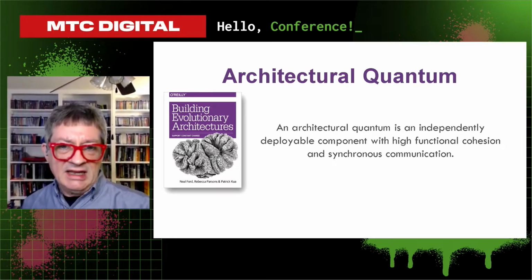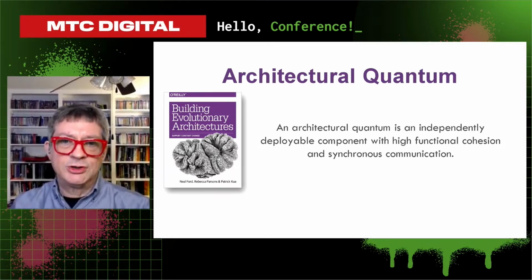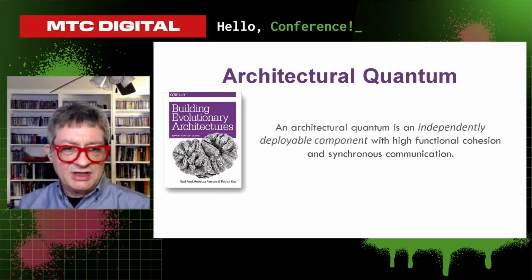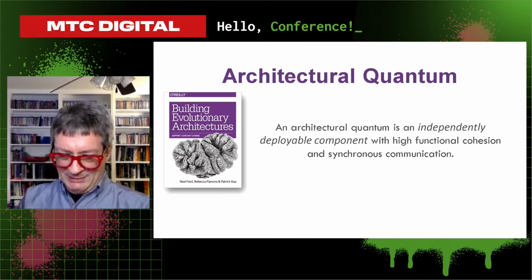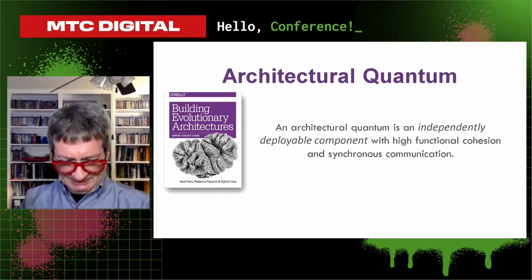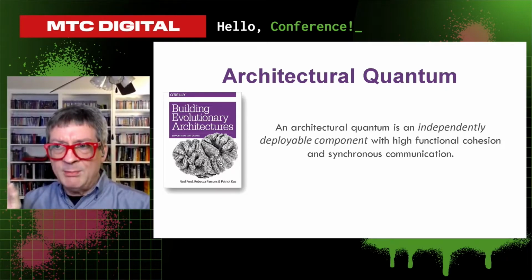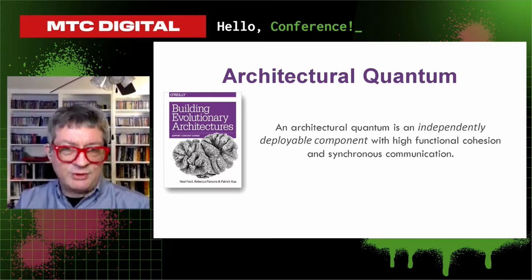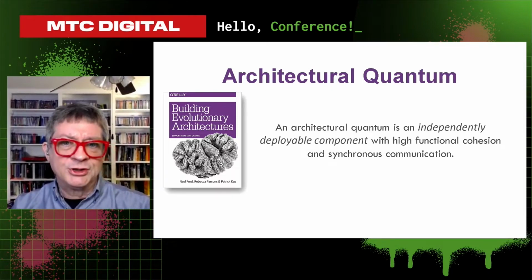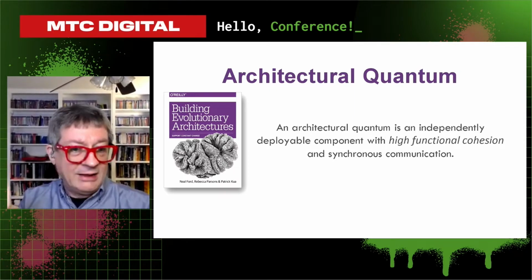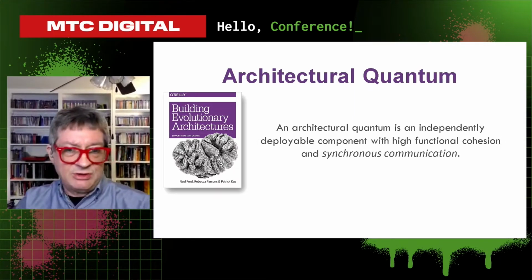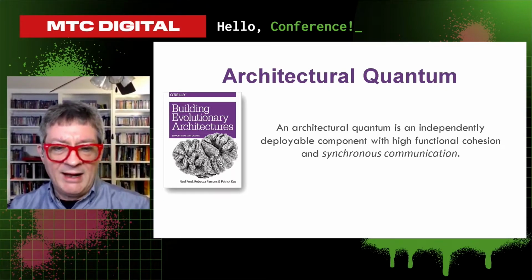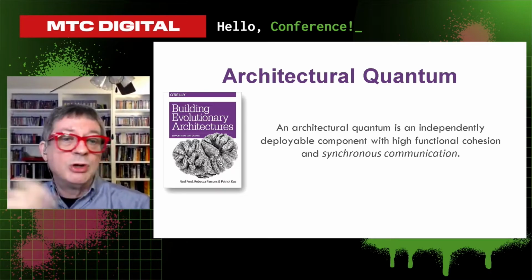So an architecture quantum is an independently deployable component with high functional cohesion and synchronous communication. So independently deployable means that it works standalone within your architecture. A way to think about this quantum measure is it's the smallest scope of something that still runs and operates within your architecture. High functional cohesion suggests that all the things are highly cohesive within it. So it's not the entire system, it's a subpart of the entire system.